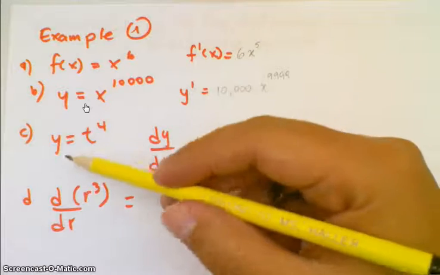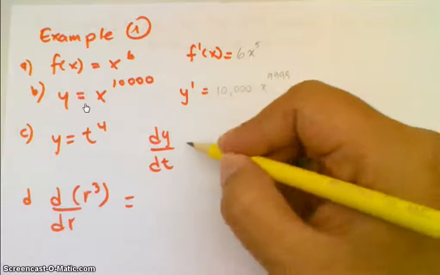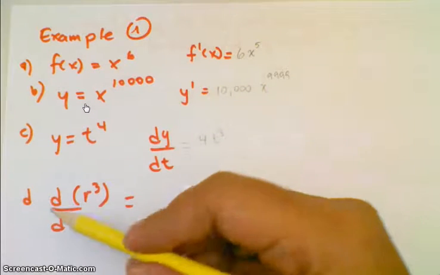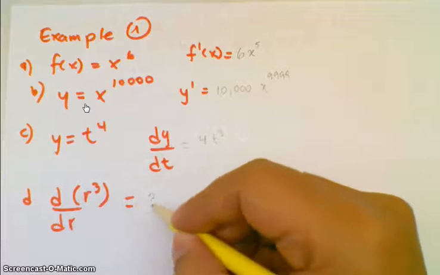9. If y depends on t instead of x, then the derivative of y with respect to t will be the same idea, 4t cubed, and then the derivative of r cubed with respect to r would be 3r squared.